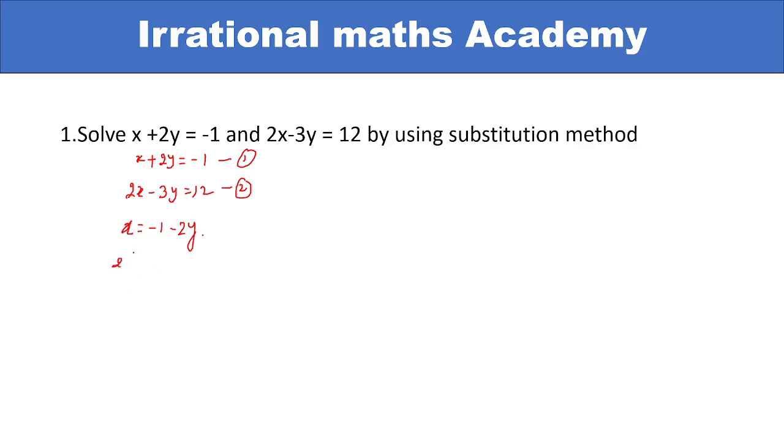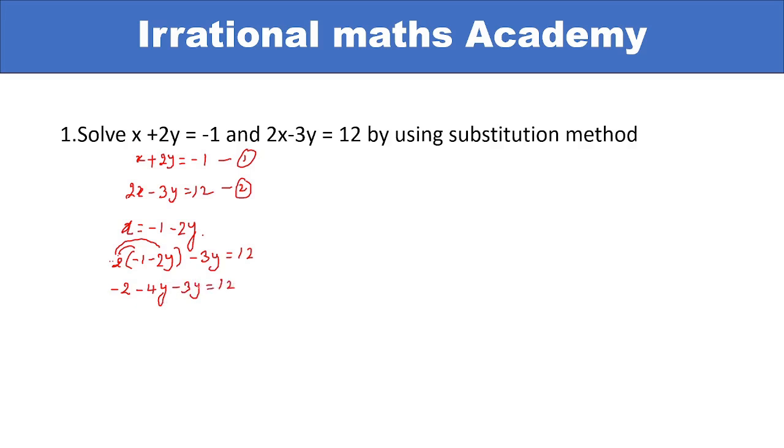So let me write down here 2 into, and whenever you have two terms, write down the bracket. So x equal to minus 1 minus 2y, minus 3y equal to 12. Now I'll multiply with 2. Plus into minus, minus 2 into 1 is 2. Again, I multiply 2 into minus 1 and 2 into minus 2y, so plus into minus, minus 2 into 2y is 4y, minus 3y equal to 12.